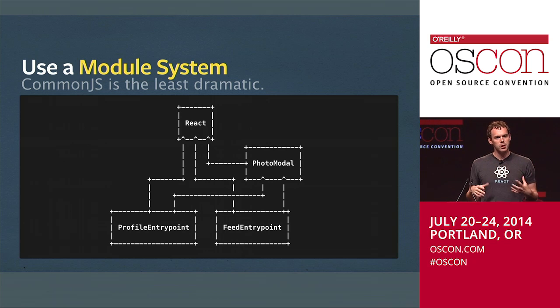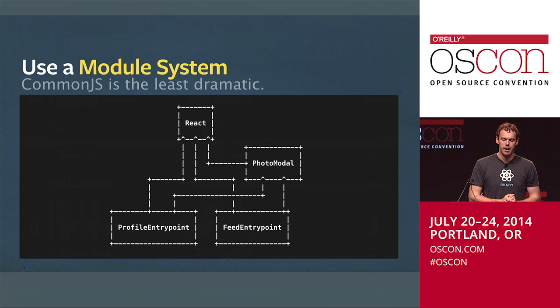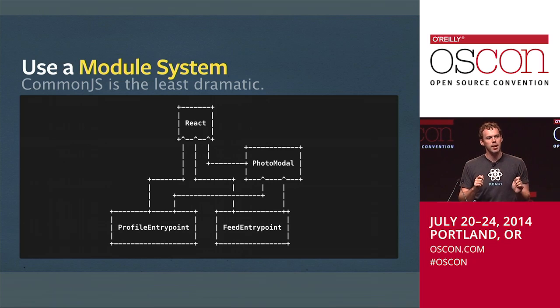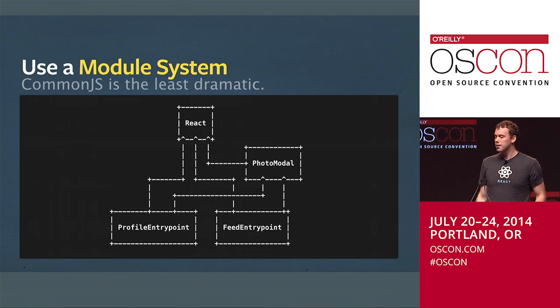So a lot of people, when they start writing JavaScript, they put it into multiple files, and they think about it in terms of files, and they drop script tags into their web page. When you build with modules, modules have a very fine-grained dependency graph. So I can say my profile entry point depends on both the photo modal and React, and we must load those before we can execute the profile entry point. Just like the feed entry point depends on both of those modules as well. And in this example, the photo modal also relies on React.